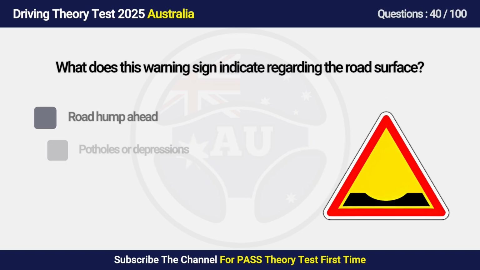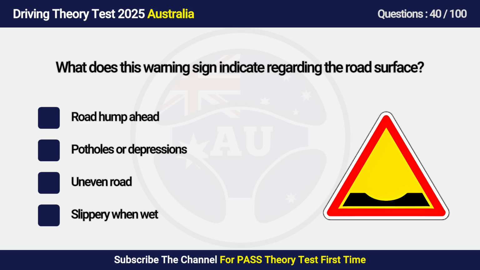Question 40. What does this warning sign indicate regarding the road surface? A. Road hump ahead. B. Or depressions. C. Uneven road. D. Slippery when wet.